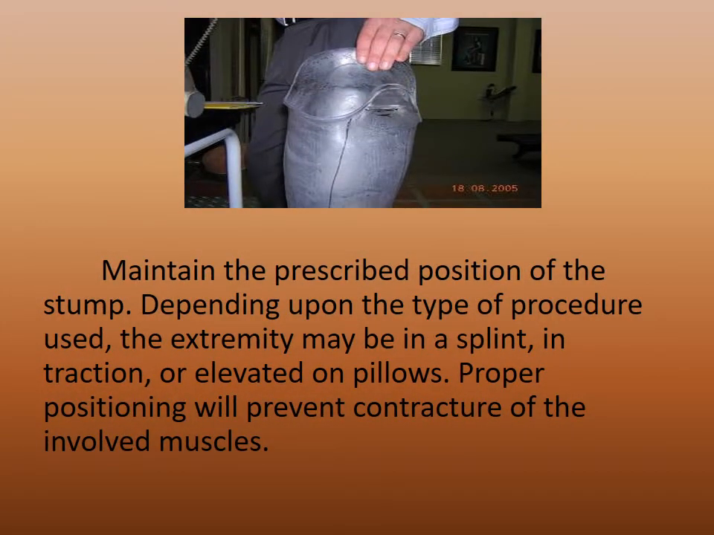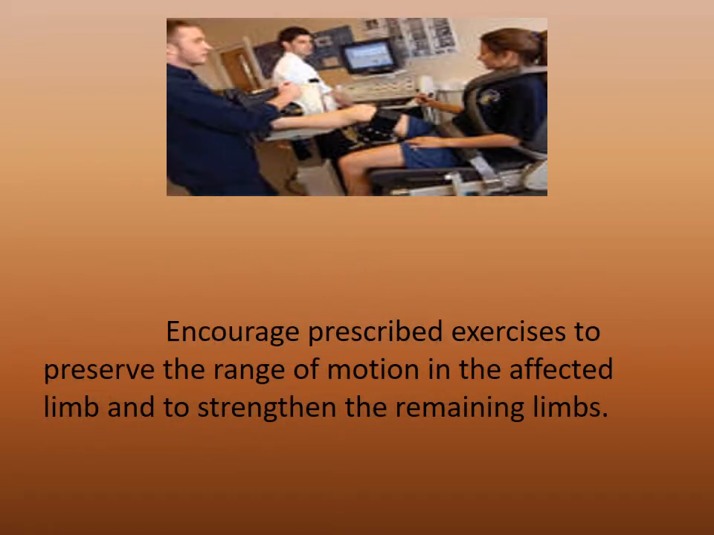Maintaining the prescribed position is important. Depending upon the type of procedure used, we may have to apply a splint in traction, or the extremity should be elevated by pillows, and proper positioning will prevent contracture of the involved muscles. We should encourage prescribed exercises to preserve the range of motion in the affected limb, and it also helps to strengthen the remaining limb.